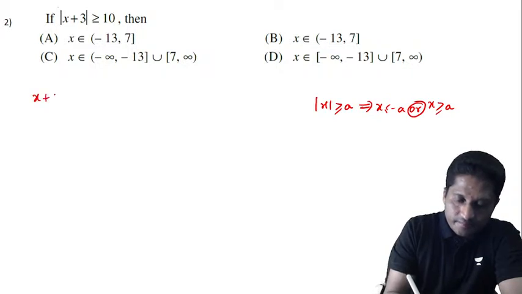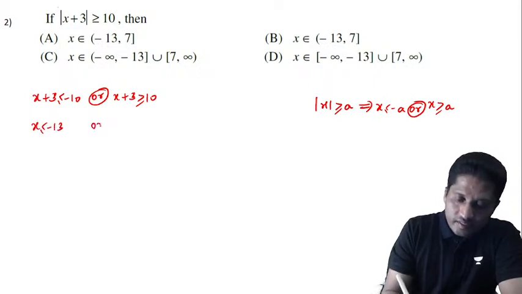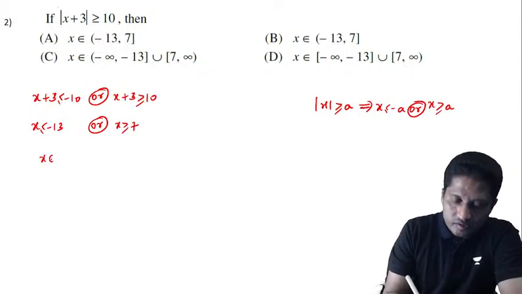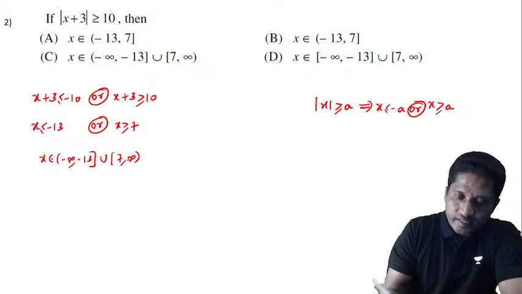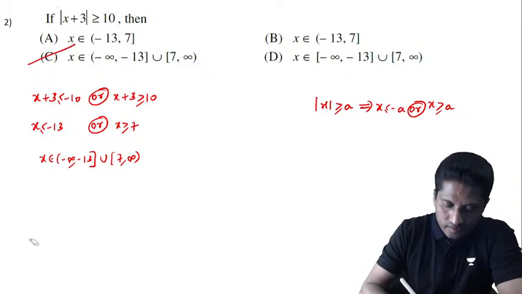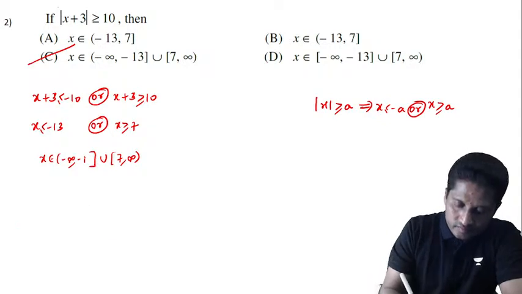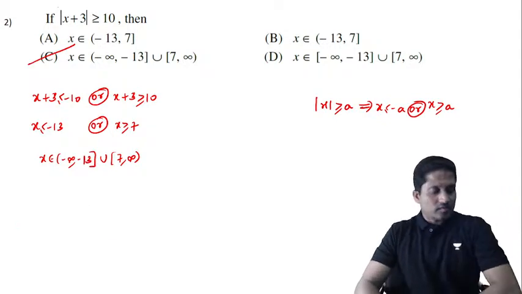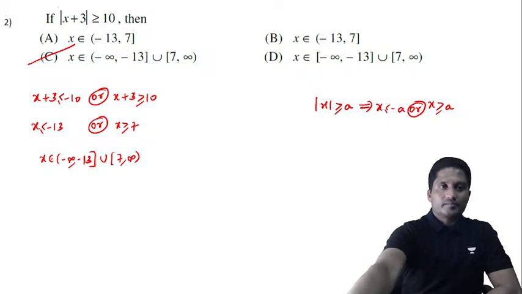So this is x plus 3 less than or equal to minus 10, or x plus 3 is greater than or equal to 10. X is less than or equal to minus 13, or x is greater than or equal to 7. Right, so therefore x belongs to minus infinity comma minus 13, that is close interval, union with 7 to infinity. Right, answer is option C. This is 13. Right, let's move to the next question.